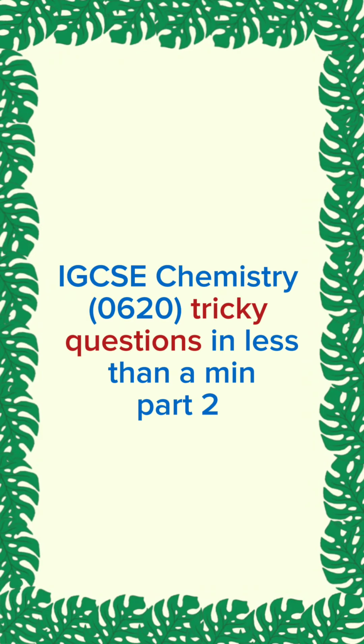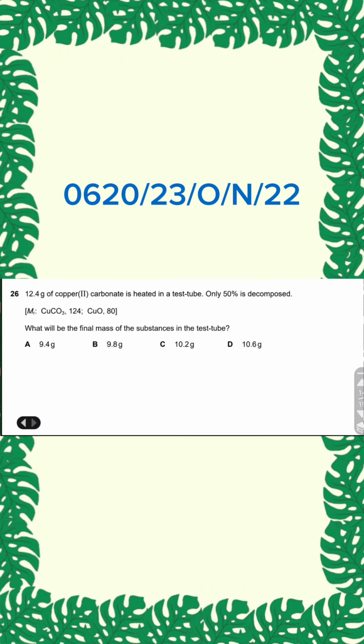Chemistry tricky questions in less than a minute, part 2. 12.4 grams of copper(II) carbonate is heated in a test tube. Only 50% is decomposed. They gave us the Mr here. The question is, what will be the final mass of the substances in this test tube?